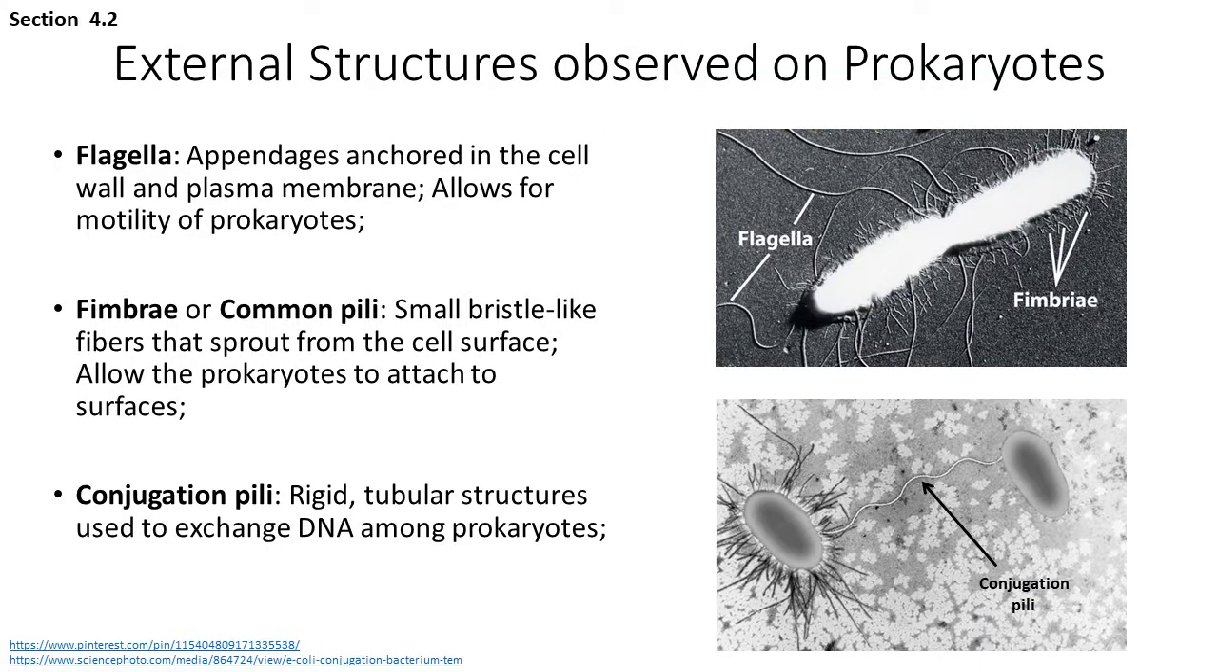Some other structures that are observed in prokaryotic cells are flagella, which are appendages that are anchored in the plasma membrane and allow for motility of prokaryotes. Fimbriae, or common pili, are small bristle-like fibers that sprout from the cell surface. They allow prokaryotic cells to attach to surfaces.